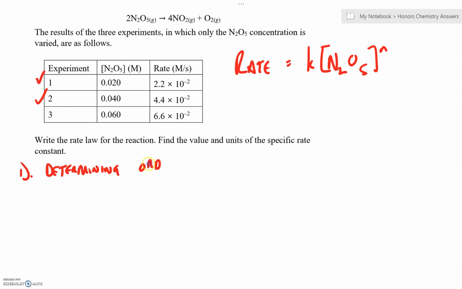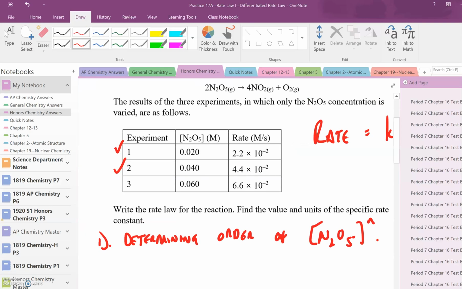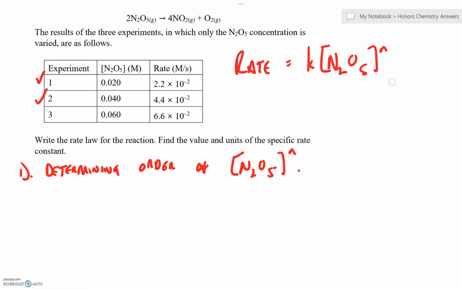of N2O5. We want to find this value N. So I'm going to take these two experiments. Let me make this a little smaller. I'm going to pick experiment 2. I usually put the bigger one on the top.